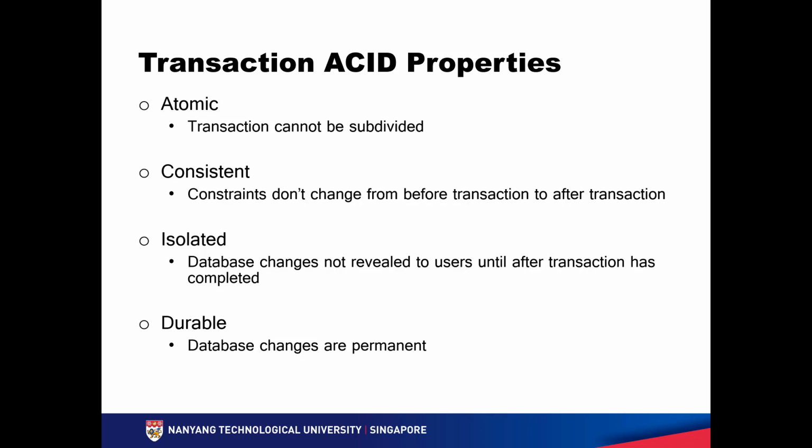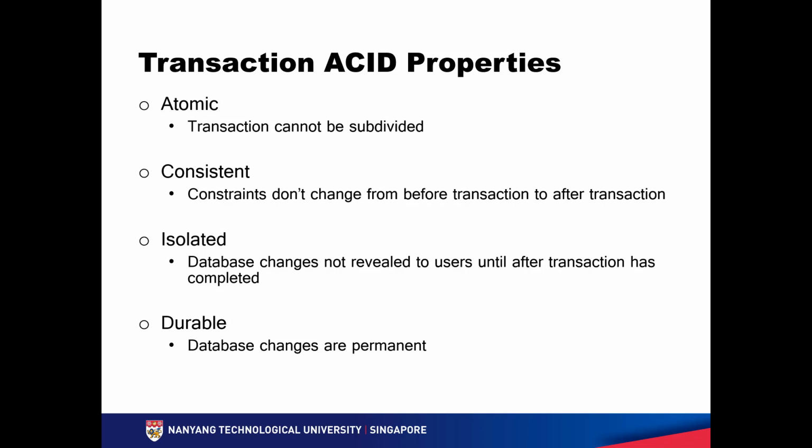Consistency essentially means that constraints don't change from before the transaction to after the transaction. So the data remains consistent before and after a transaction. When a transaction has completed, the database has to remain consistent. For example, if I'm transferring you $10, before the transaction is done I have $100. After the transaction is completed, I now have $90. And it is consistent because the $10 now goes to you. It didn't disappear into thin air.